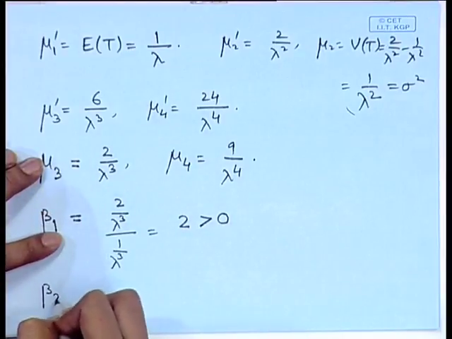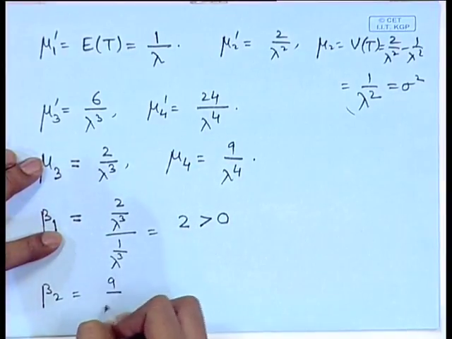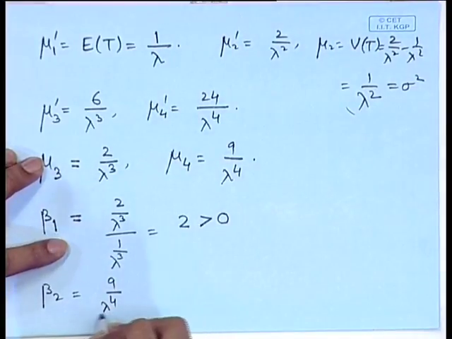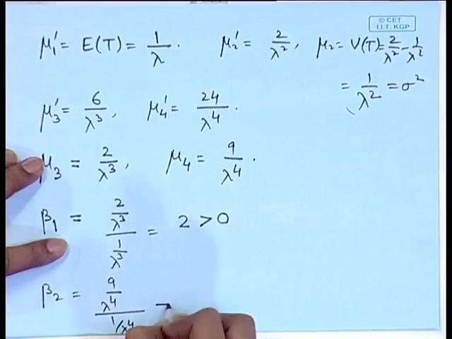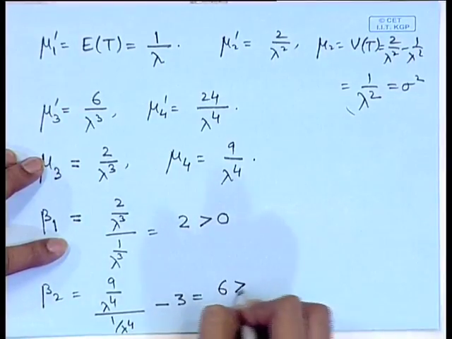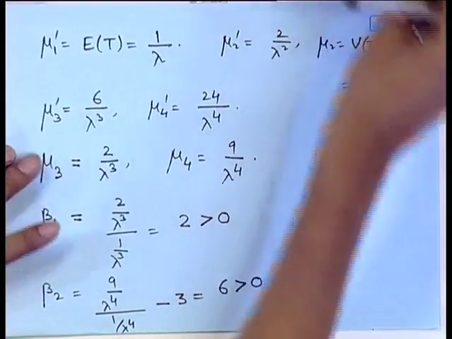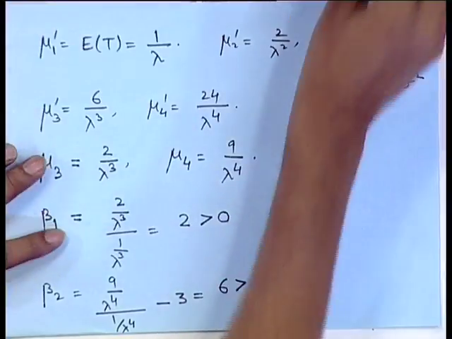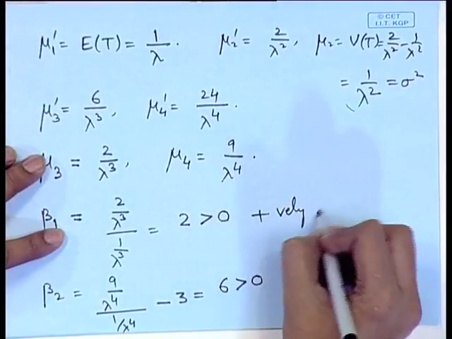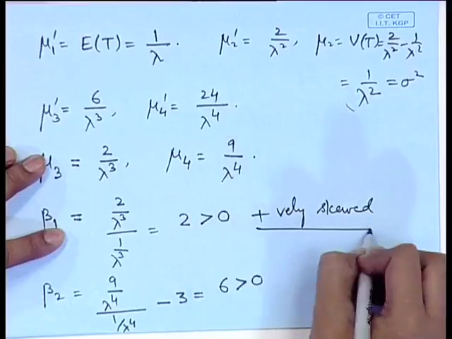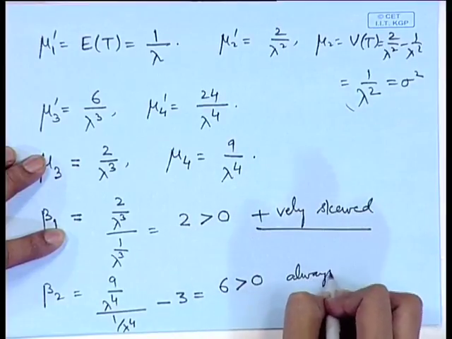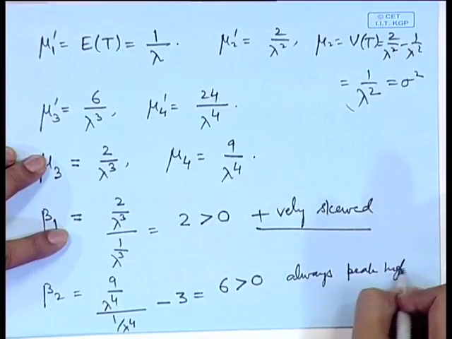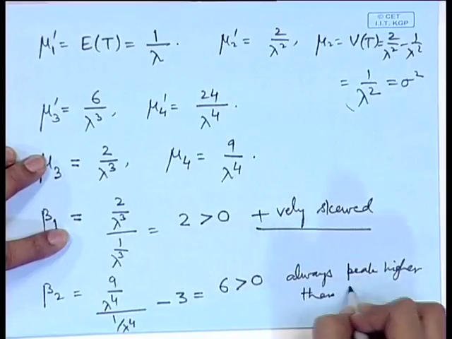Similarly, if we look at say beta 2, it is equal to mu 4 divided by mu 2 square minus 3, that is 9 by lambda to the power 4 divided by 1 by lambda to the power 4, minus 3, that is equal to 6. So, no matter what the value of lambda is, it is always having peak higher than the normal peak. So, this is always positively skewed and always peak high, that is higher than the normal peak.